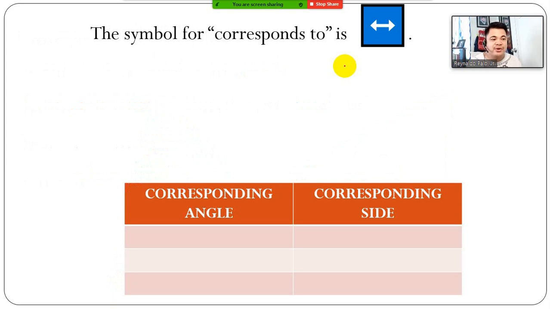The symbol for "corresponds to" is this. Okay, so the one that you are seeing on the screen. That symbol is also being used for biconditional statements. Okay, all right.